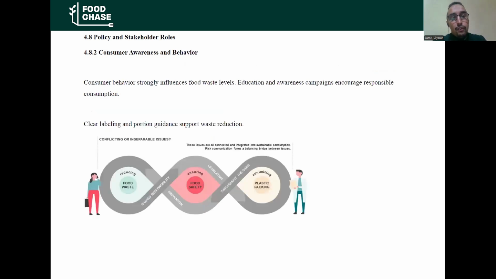Also about consumer awareness and behavior, consumer behavior strongly influences food waste, through labels, education, and awareness. Companies encourage responsible consumption, clear labeling, and create transparency and traceability of the product, giving some information about the product. The objective is to reduce food waste, ensure food safety, and minimize plastic packaging, as described in these pictures.